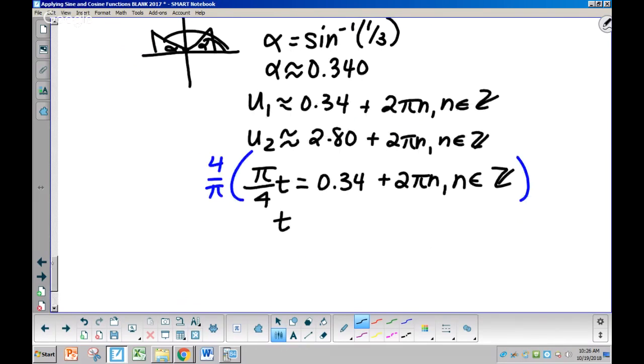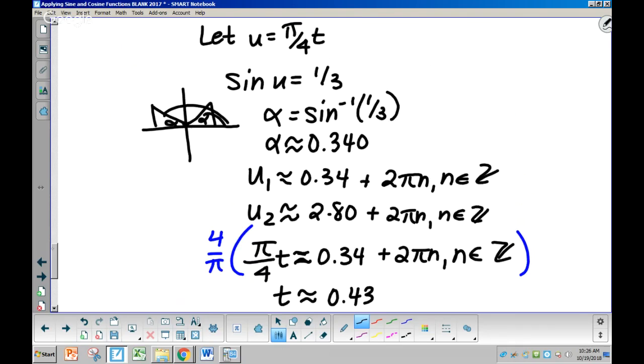And what do we get? We get t approximately equal to, I don't know what 4 times 0.34 over pi is. What is it? 1.36 plus, well, the pi's cancel. Did you not do it over pi? It's 0.43. Okay, we're just going to use that because that looks familiar to me. Does that look familiar to you? Yes.